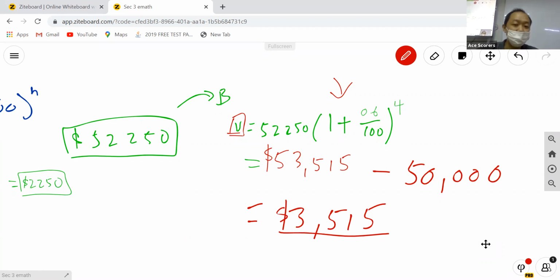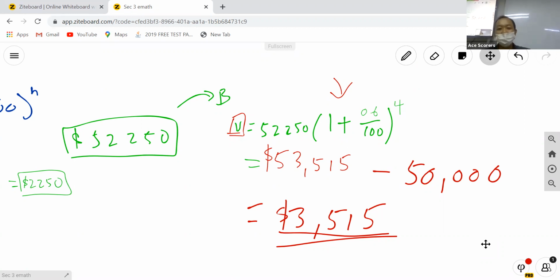Wow, I like my finger better. You okay? I know you're tired, you're zoning out already. Do you get 3515? Okay, this is very, very easy. Super easy.